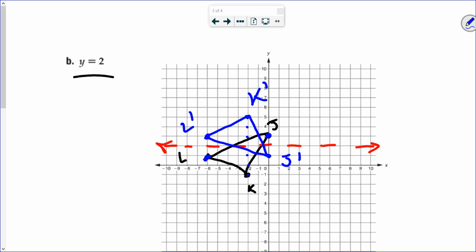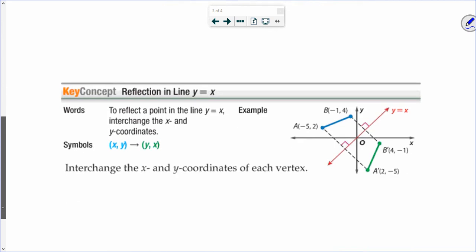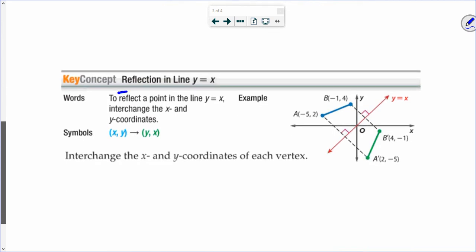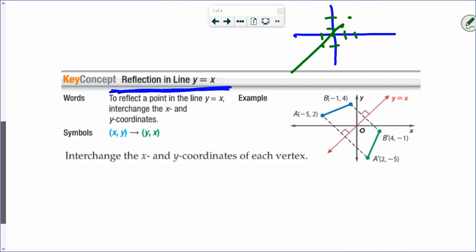And that triangle is the reflection of triangle JKL across a horizontal line. Now, to reflect in the line y equals x, this is not a horizontal line. If we look at the coordinate plane, the line y equals x has the points (1, 1), (2, 2), (-1, -1). This is that line, y equals x. It's not horizontal, it's not vertical, so we have a pattern for this.